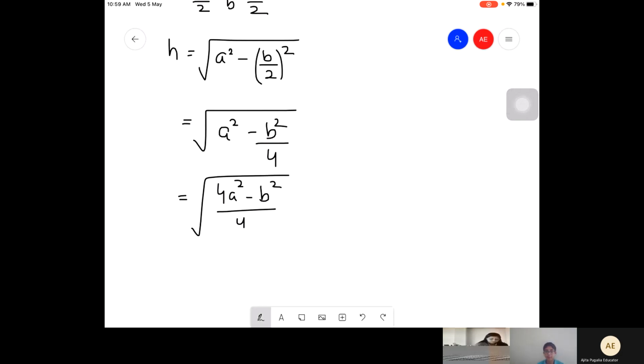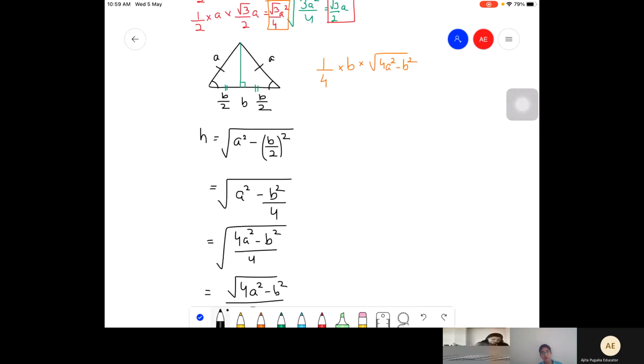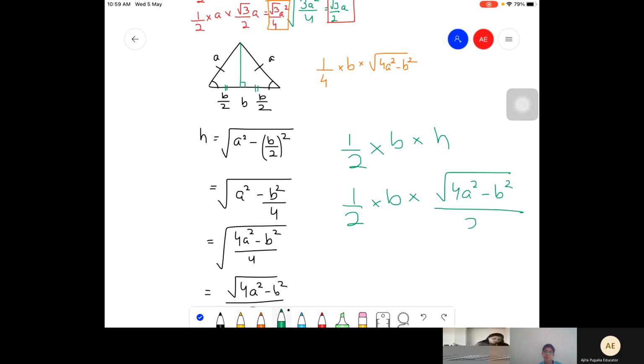Continue. The root of the first part is not possible to take out, so I'll just keep it inside the root minus b square, whereas root 4 I can write as 2 directly. Since you can find the root of the numerator, in the denominator I have the height, so I can use the formula half into base into height. Now half, my base was b only, and my height is root of 4a square minus b square upon 2, which becomes 1 upon 4 b multiplied with root of 4a square minus b square.